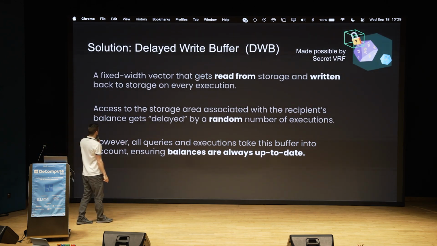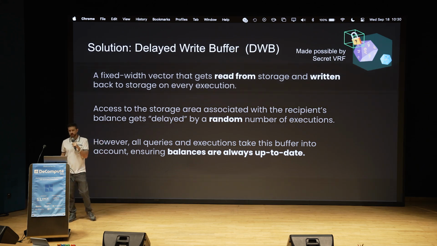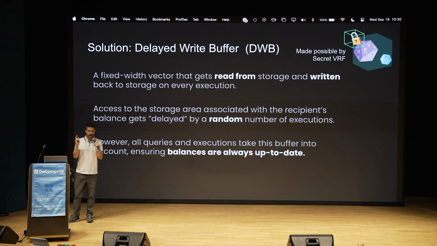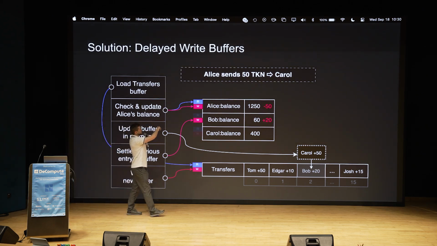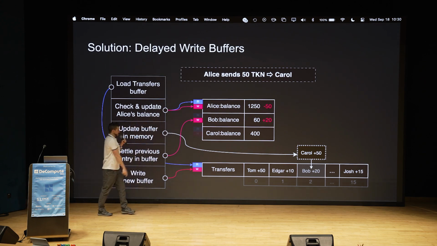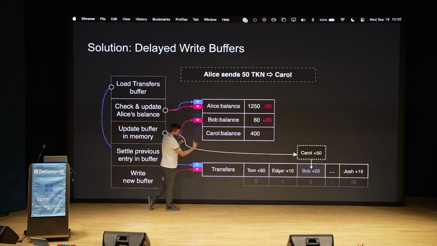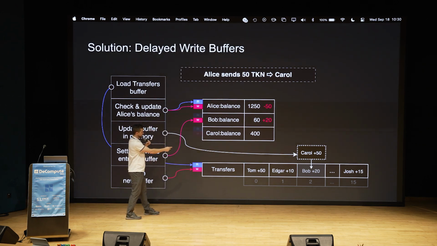So what we did is we introduced this data structure we called the delayed write buffer, and it's a fixed width vector that gets read from and written back to storage on every execution under the same key. What it does is delay by a random number of executions when an entry gets moved to the storage area. So what this looks like in practice is, let's say that Alice sends 50 tokens to Carol. First thing it does is load this fixed width vector from that static key. Let's say there's a capacity of 16 entries.